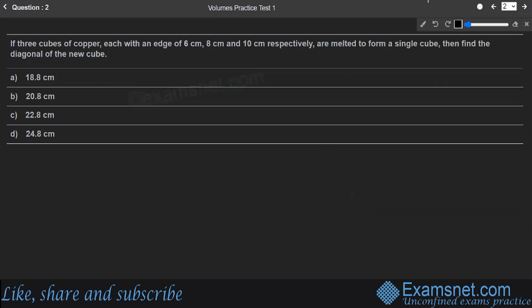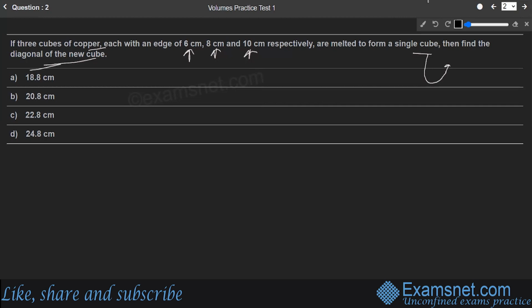Now, three cubes of copper, each with an edge of 6, 8, and 10 centimeters respectively, are melted to form a single cube. Then find the diagonal of the new cube. So clearly, when these three cubes are melted, their volumes are added together and a single cube is created. So the volume collectively of these three cubes will be equal to the volume of that new cube. If the volume of that single cube is known, then from the volume we can find the side, and from the side we can find the diagonal of that new cube.